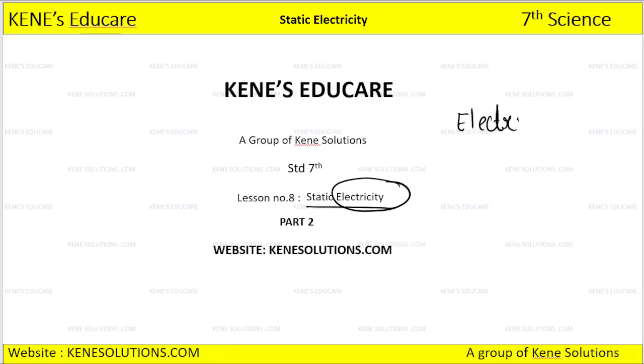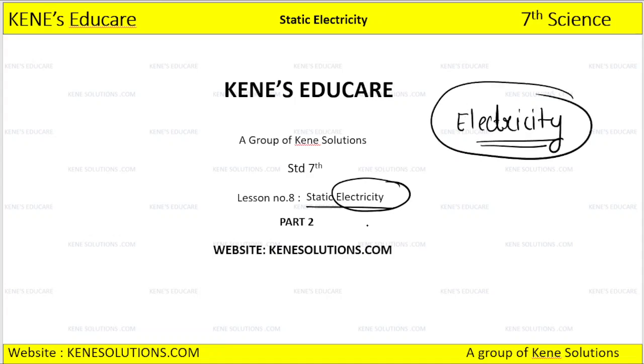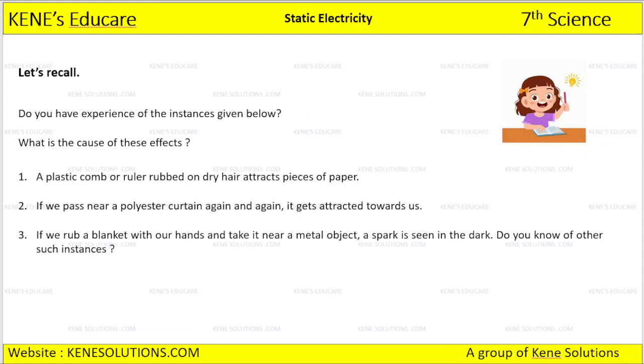We use electricity for various purposes. We have a refrigerator, a microwave, an ironing machine, a cooler, an AC. So all this works on electricity. But in this session, we are going to consider static electricity. What is static electricity? Let's talk about that. So let's recall.